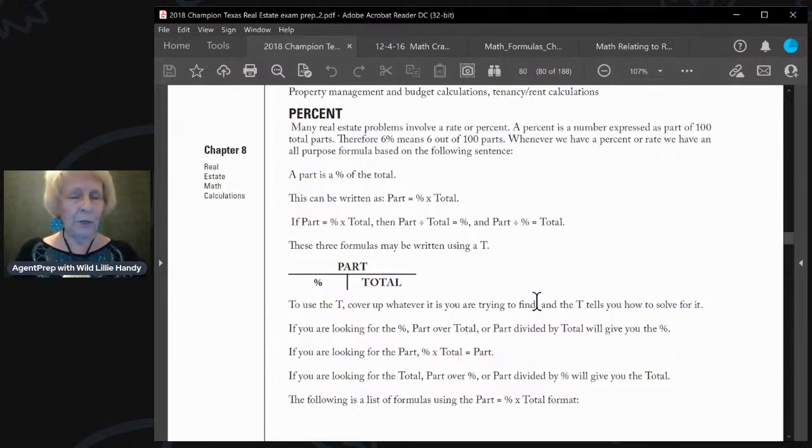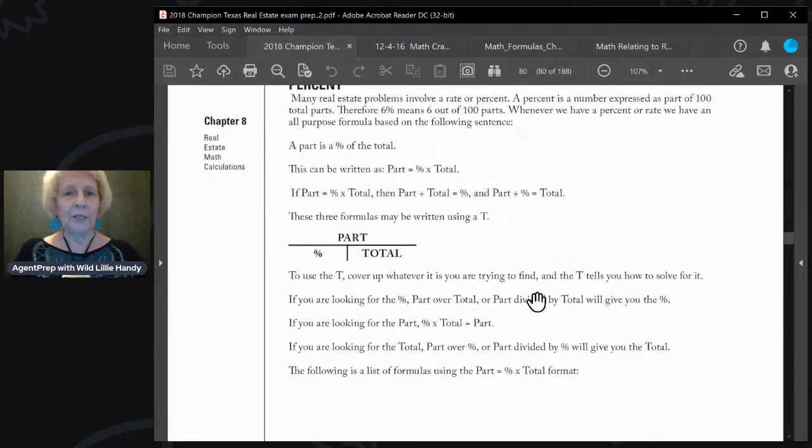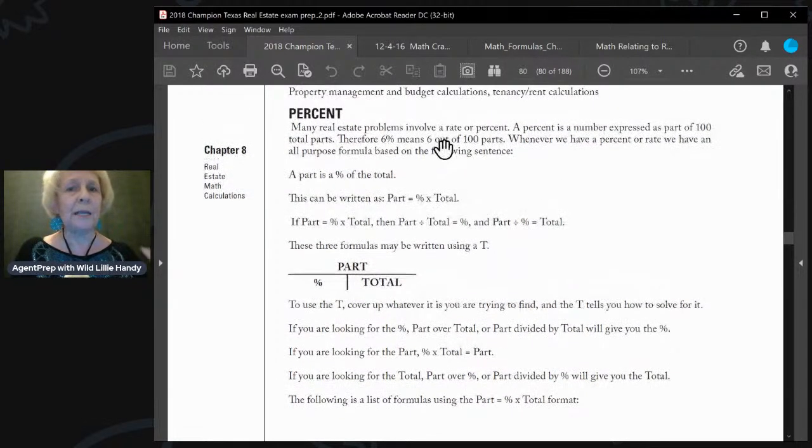And today I'm not going to go over any questions. But as you see here, many real estate problems involve a rate or a percentage. Okay, so a rate is a number, and a percentage is a number expressed as part of the 100. So the total is equal to 100.